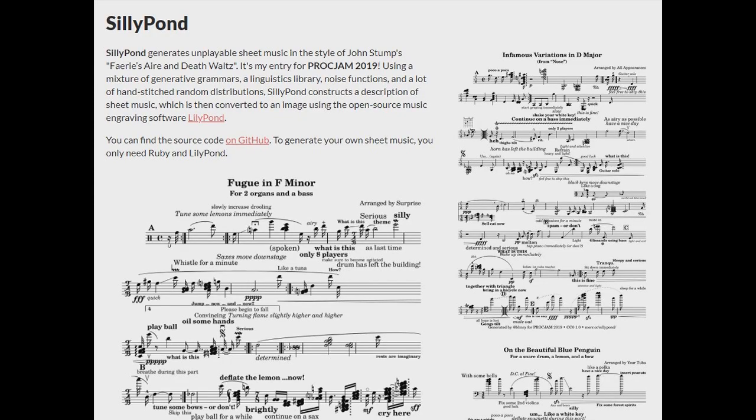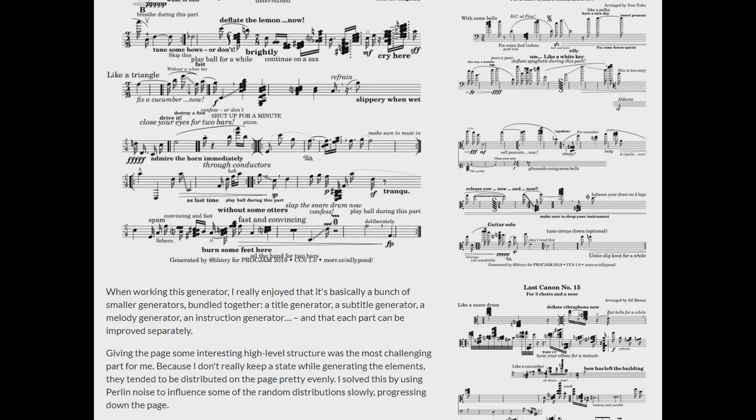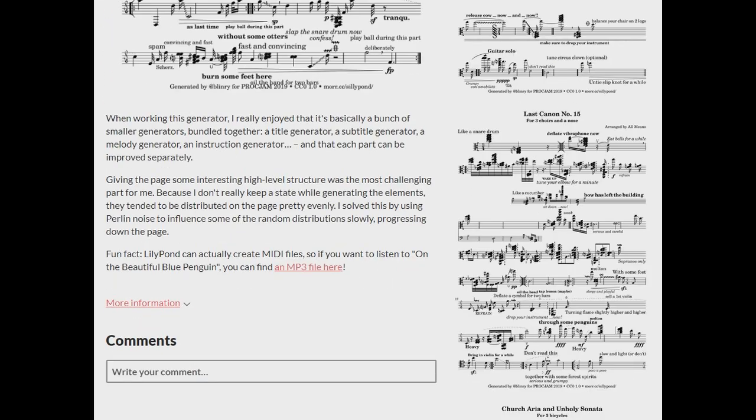Next. We're checking out SillyPond, and we're actually listening to the song it created. It generates unplayable sheet music in the style of John Stump's Fairy Air and Death Waltz. Using a mix of generative grammar, linguistics, library, noise functions, and a lot of hand-stitched random distribution, SillyPond constructs a description of sheet music, which is then converted to an image using open-source music engraving software. So you can find it on GitHub, and it also gives you an MP3.